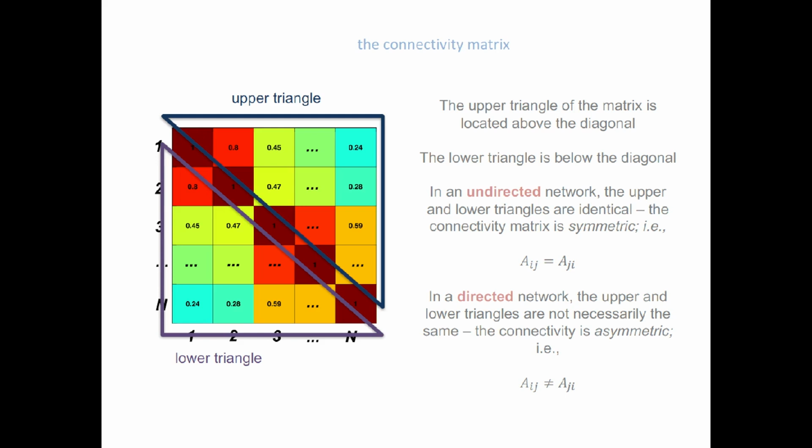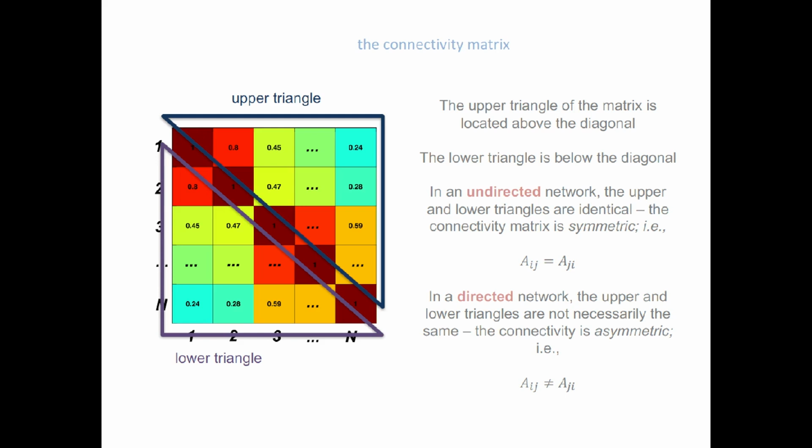So if I go to element 1, 2 or element 2, 1, I've got the same value, right? Because I'm not representing directionality in any way. I'm just saying two regions are connected, but I'm not saying A goes to B or vice versa. So in this case, we can say Aij equals Aji. The first index tells us the row, the second index tells us the column.